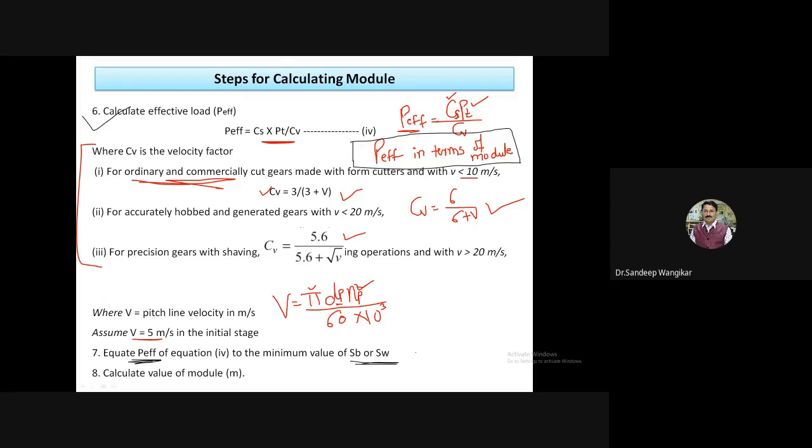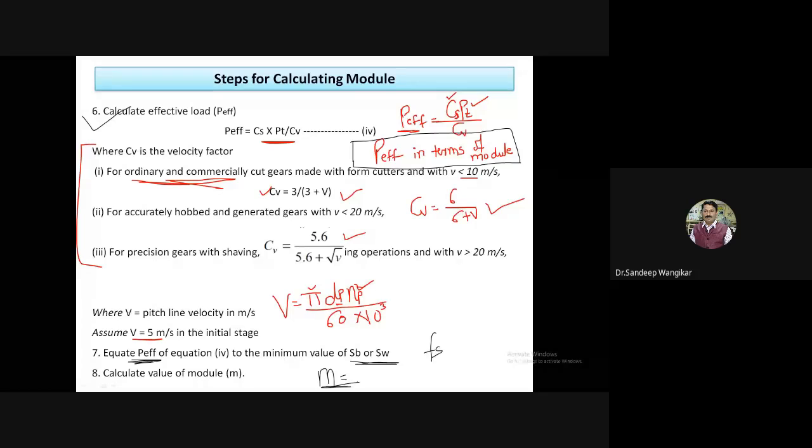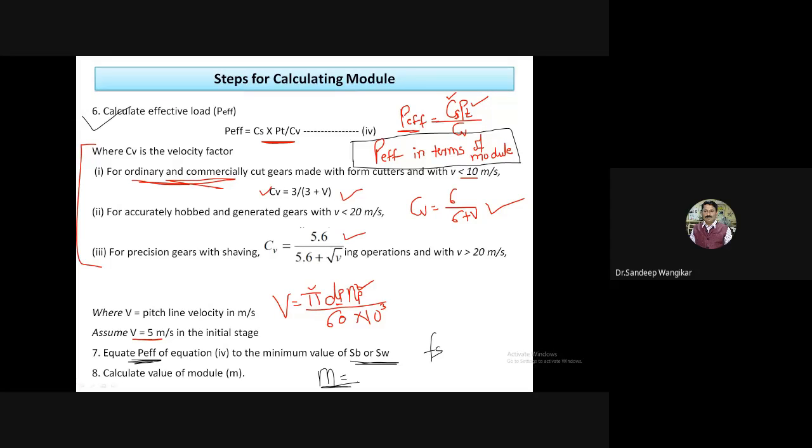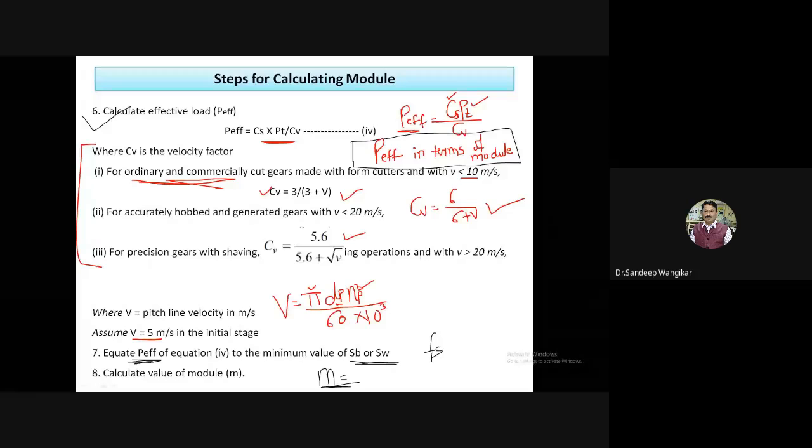So ESB or ESW: we have P effective in terms of module, ESB in terms of module, and ESW in terms of module. ESB should be greater than P effective, and ESW should be greater than P effective. By what amount is it greater? We have discussed that it is nothing but the factor of safety. So whatever factor of safety is given, you will get module cube, or you will get an equation, and finally you will calculate the value of module. So these are the few steps for calculation of this module.